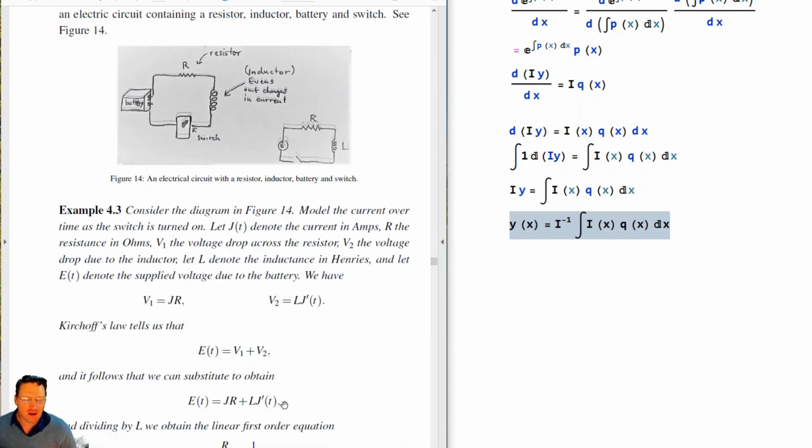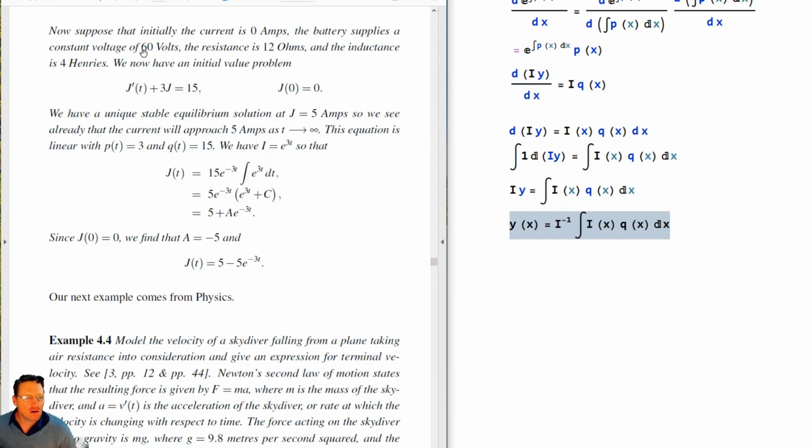So let's have a look. We had R over L. So in this case, R over L is 60 divided by 12. Is that right? No, so the inductance is 4. Yeah, 12 over 4 is 3. Okay, and then on the right-hand side we get 15. Okay, so initially we had 0 amps, so we've got the initial value problem. J of 0 is 0.